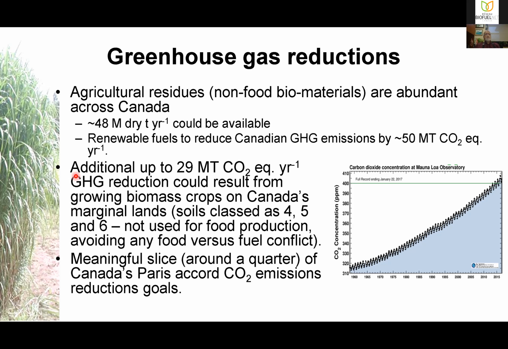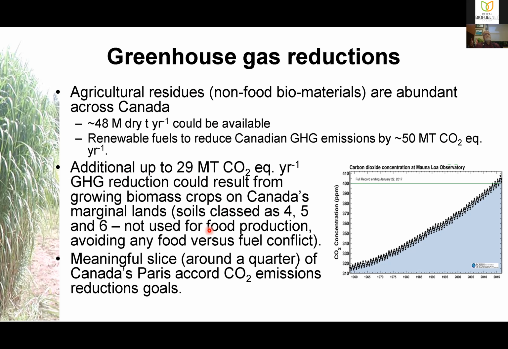And I'm going to be a little bit cautious about my numbers here. I did these late last night and early this morning, so I'd like to get them verified before anybody buys into them too heavily. But additionally, up to 29 more megatons CO2 equivalent could result from growing biomass crops. So this is residues after you harvest food crops, and this is biomass crops themselves growing on marginal lands.